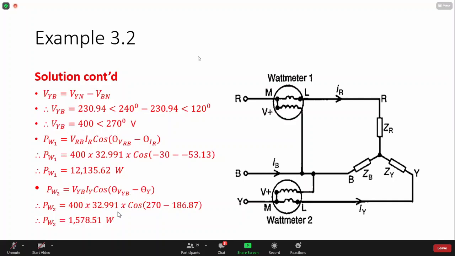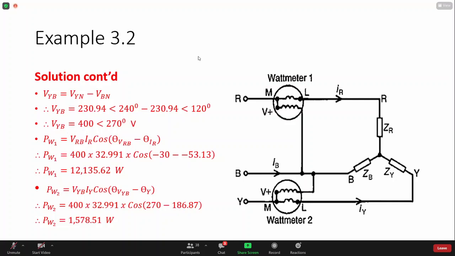All right. So VYB is at angle 270 and IY is at angle minus 186.87. This is IY. All right. So wattmeter 2 is reading 1,578.51 watts.